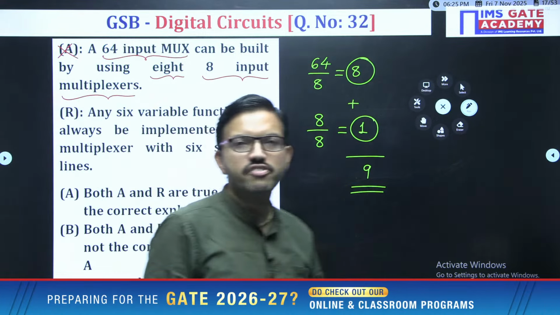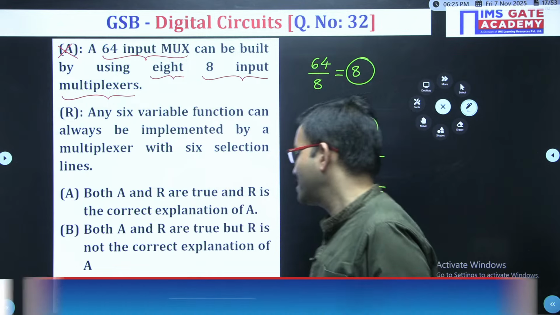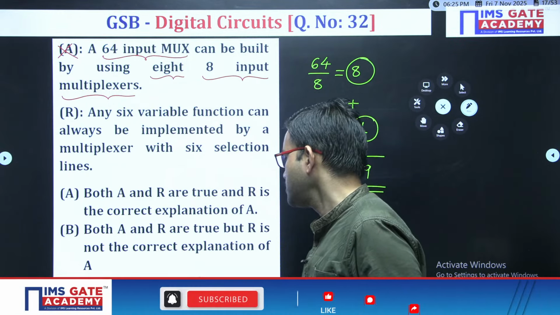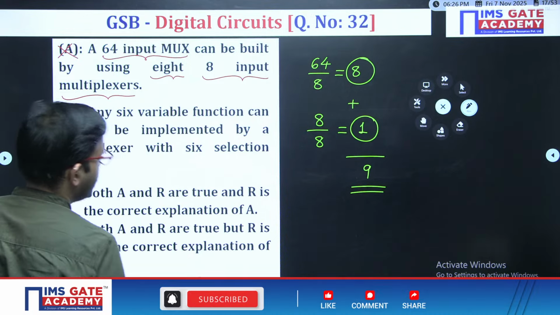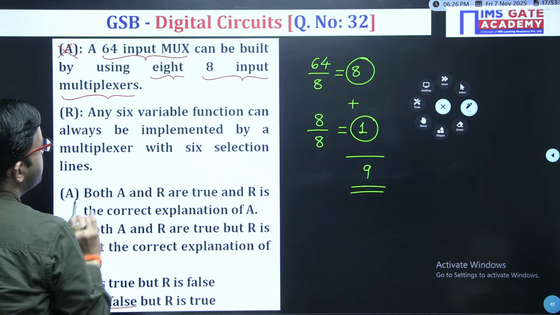But let us verify regarding this part whether it is true or not. Yeah. So let us read the statement.